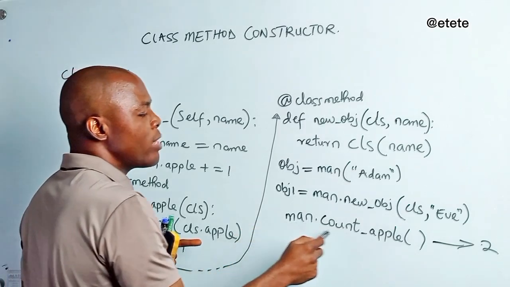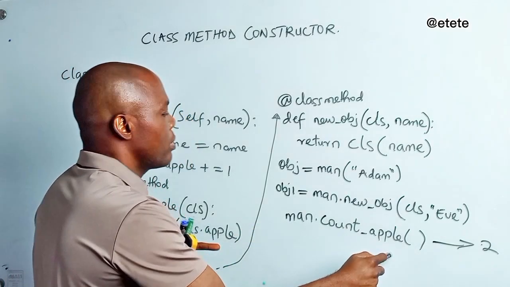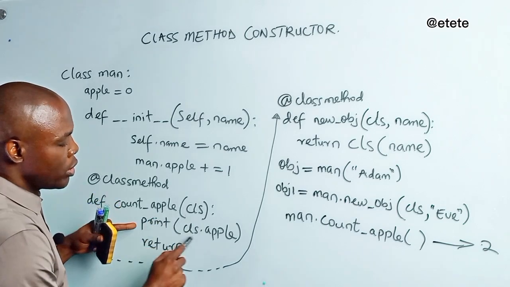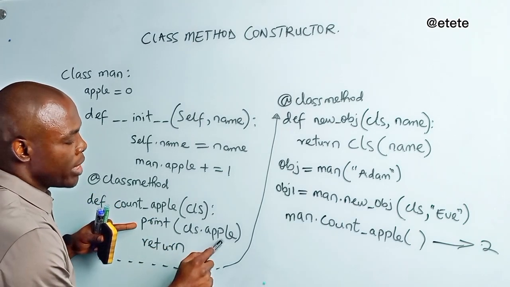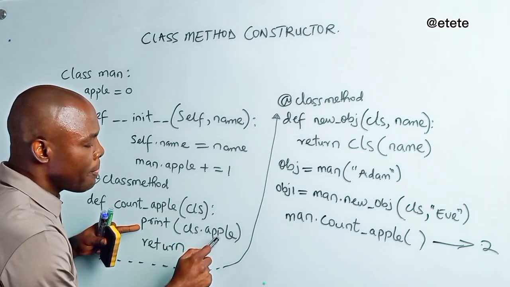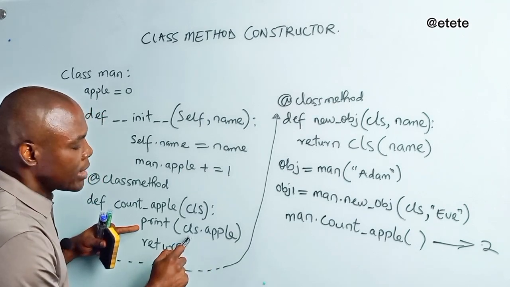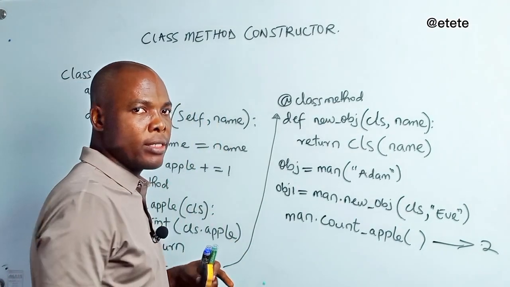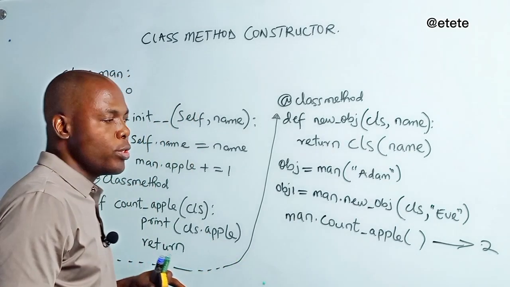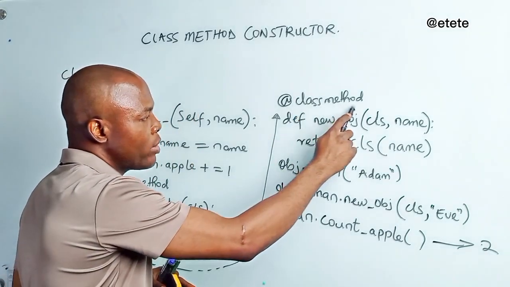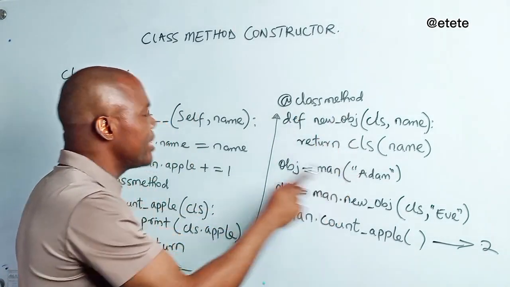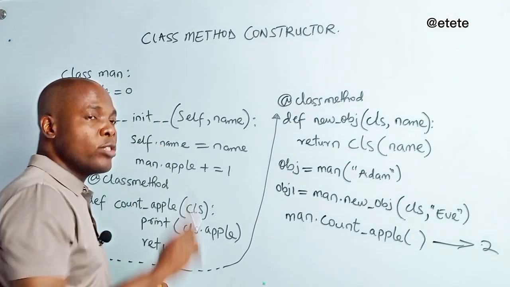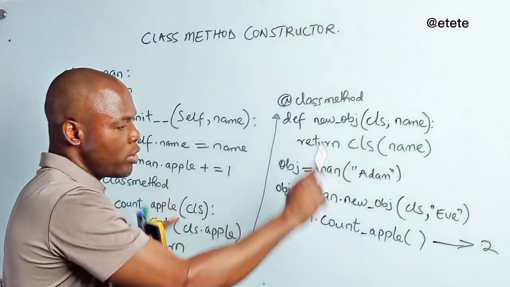So when you are now saying man.count apple, which is what you are calling this method, man.count apple, is going into print cls.apple, which is the variable of the class. What is inside is going to be what? 2. That's what you will get. So that is what I want to show you in this class, using a class method as a constructor. But behind the scene, it is still this init method that is going to operate. So let's go to the PyCharm and let me quickly demonstrate to you.